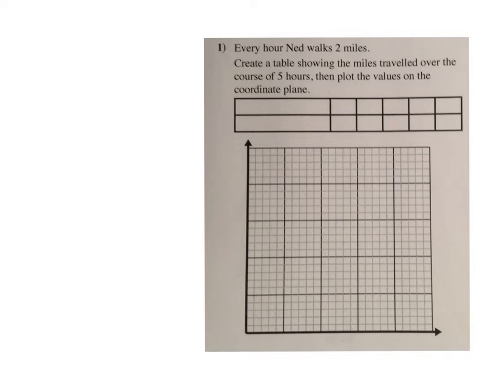The independent variable versus the dependent variable. The independent variable is going to be the amount of hours he walks, and the dependent variable is going to be the amount of miles he walks. So here I've represented the hours on the x-axis, the horizontal axis, and the miles on the vertical axis. That's how we deal with it: the independent variable goes on the x-axis, and the dependent variable goes on the y-axis.